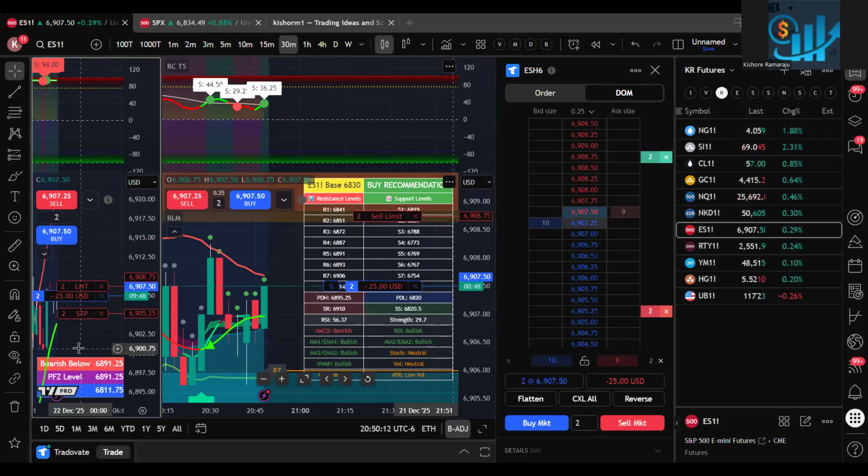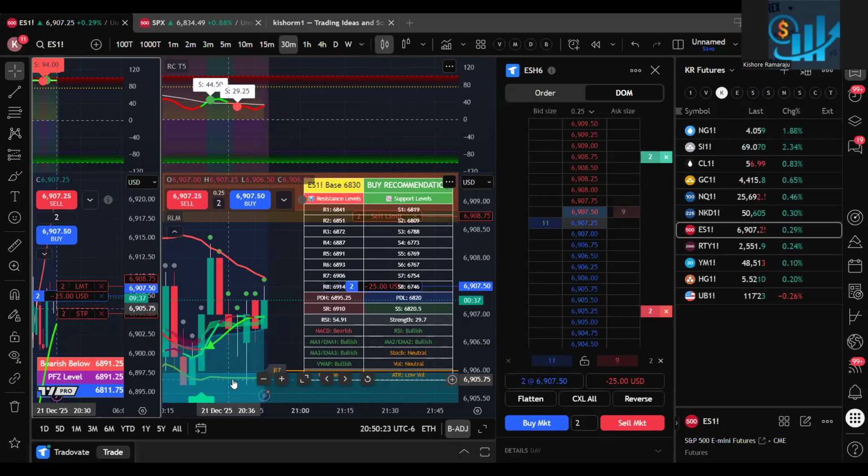So by looking at the table, by looking at the T5, you know the higher time frame trend. And then within the lower time frame also, you have the buy recommendation, you have the cloud colors, you have the dots, you have the T5, you have so many things which are telling you when to trade. Then if the trend is overall bullish in higher and lower time frames, then we look for buy opportunities. If the trend is bearish in higher and lower time frames, then you focus on the sell opportunities, sell signals.